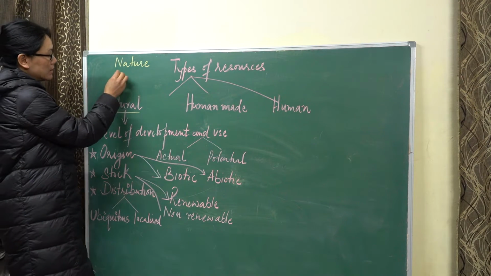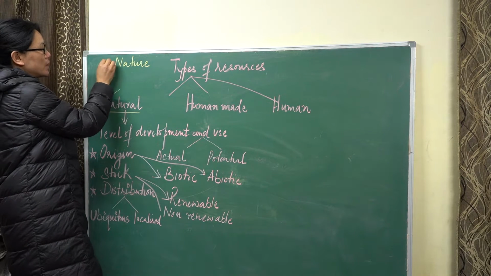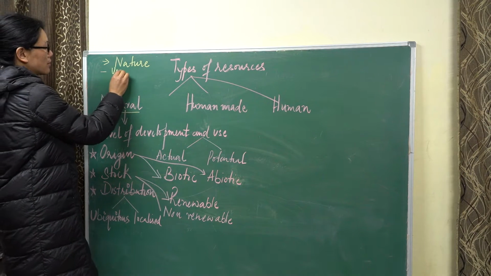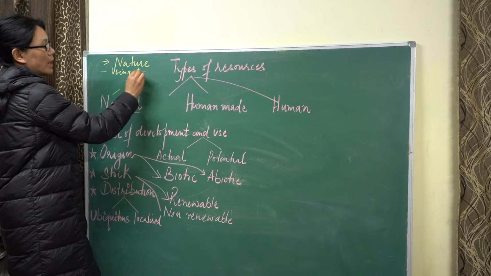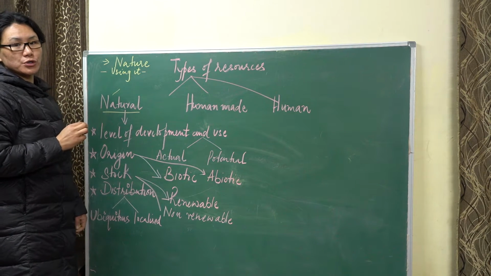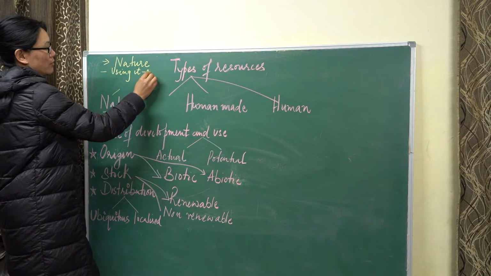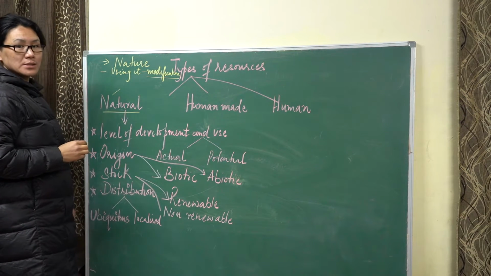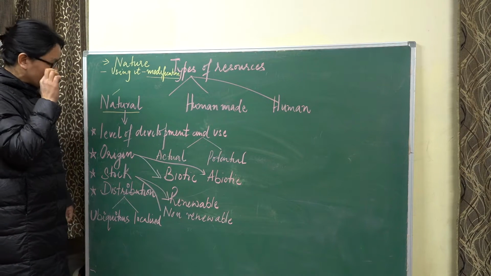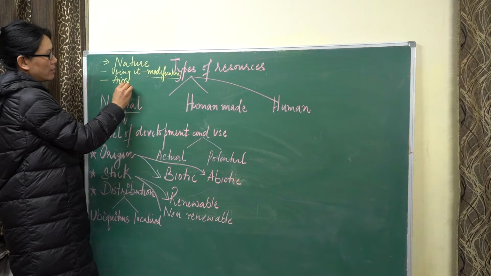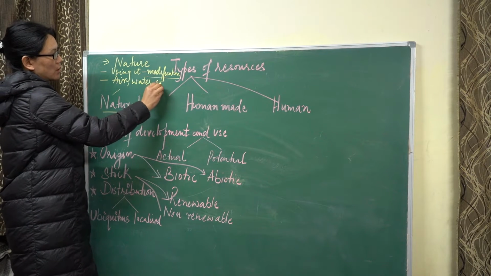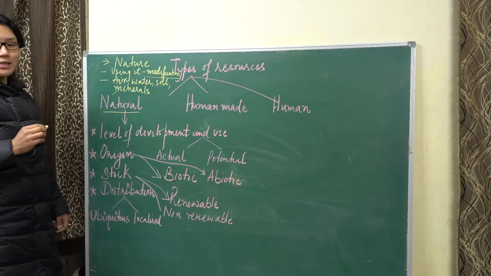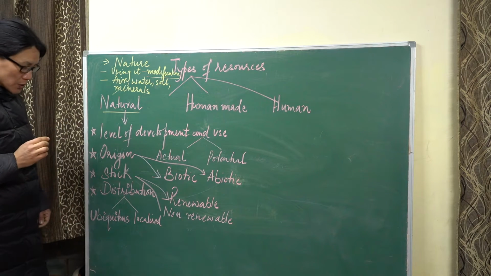And the resources which we are getting from nature and which we are using without making any change, or we can say without any modification. Modification means change. It is called natural resources. Now, say for example, we have air, water, soil, minerals, etc. So these are the examples of natural resources.